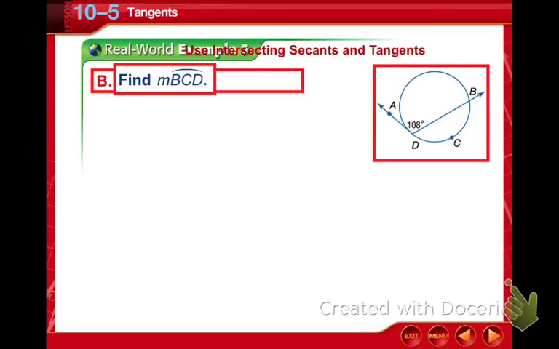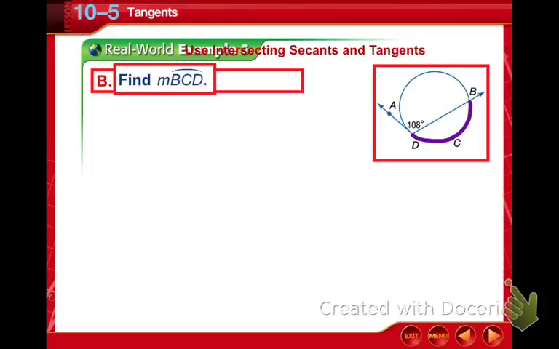So again, we are looking for the measure of arc BCD now. That's this arc right here, which is on the other side from the angle that we have. So there's a couple options you can do. You could subtract the 108 from 180, double what you get, and that's your answer. Or you can double what we have now, and then subtract that from 360. Either way works. Let me show you both.